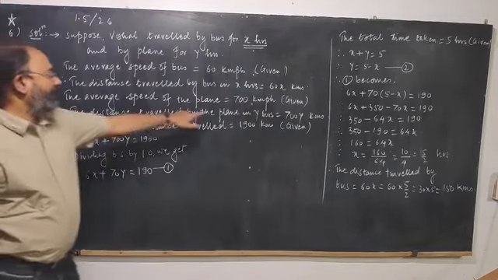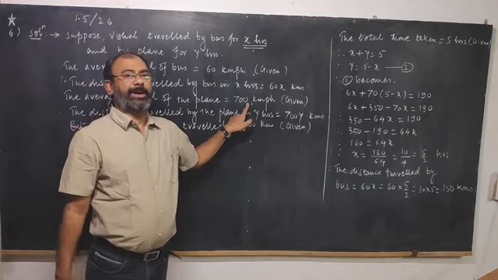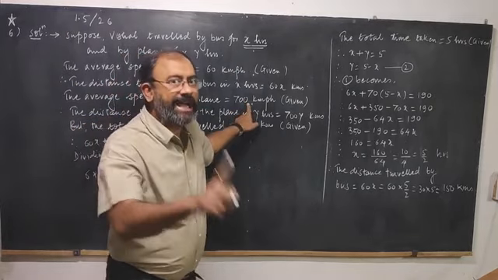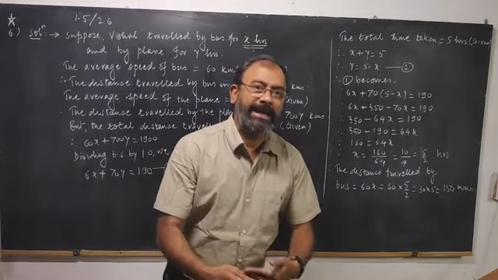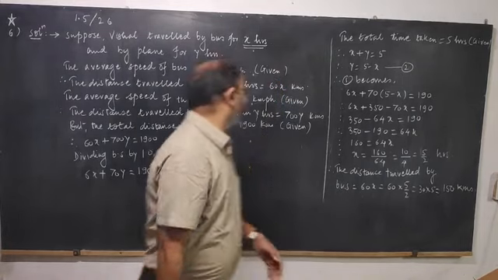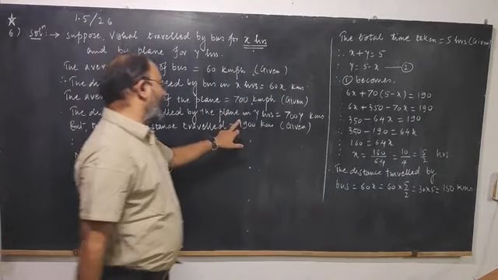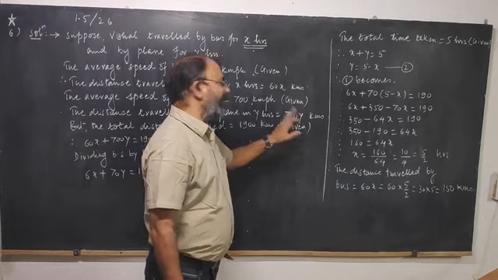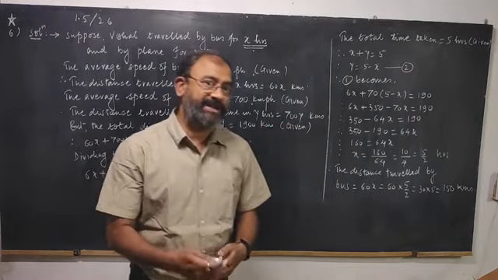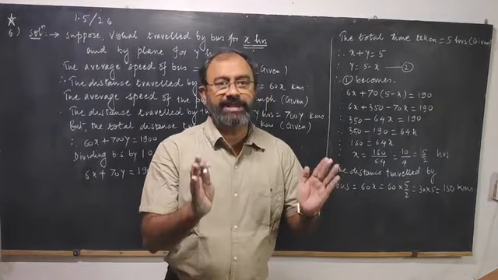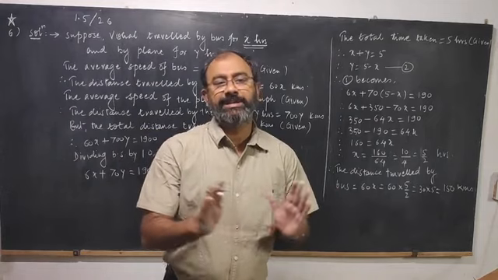The average speed of the plane is 700 kilometers per hour. 1 घंटे में 700 किलोमीटर तो y घंटे में 700 into y. So therefore the distance traveled by plane in y hours will be 700y. तो बस से कितना डिस्टेंस कवर हुआ? 60x और प्लेन से 700y.